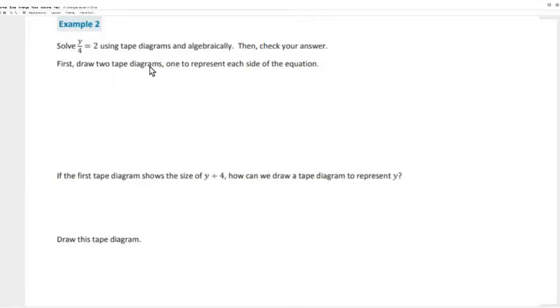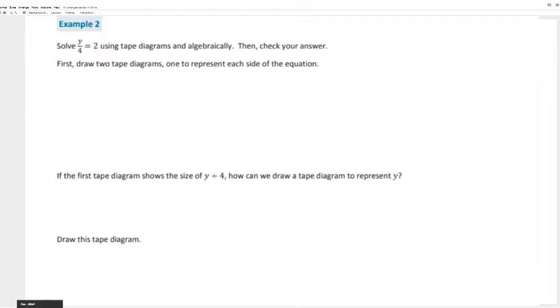All right, hello students. Now with example 2, we're going to do the same thing we did with example 1, but now instead of multiplication, we're going to have a division problem. So same basic idea, but now with division. It says solve y divided by 4 equals 2 using a tape diagram and algebraically. Then check your answers. It says first draw 2 tape diagrams. One represents each side of the equation.